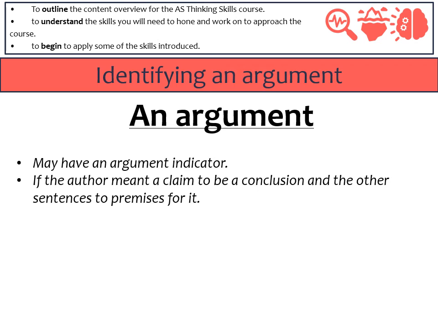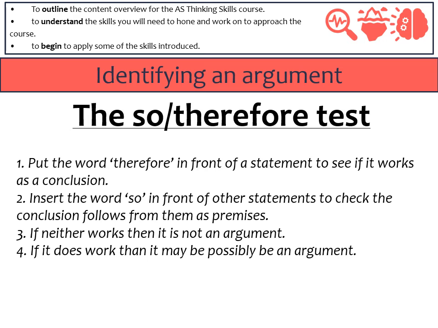What we need to do more is think about whether the author meant a claim to be a conclusion and the other sentences to be premises for it. So if we are going to be identifying an argument, one thing that a lot of people use is something called the so therefore test. If you take the paragraph or the particular sentences that you've got, and it doesn't have an argument indicator, then try and put the word therefore in front of a statement to see if it works as a conclusion. And you can do the exact same for the word so. Insert the word so in front of other statements to check the conclusion follows from them as premises. If neither of them works, then it is not an argument. But if it does work, then it may possibly be an argument.